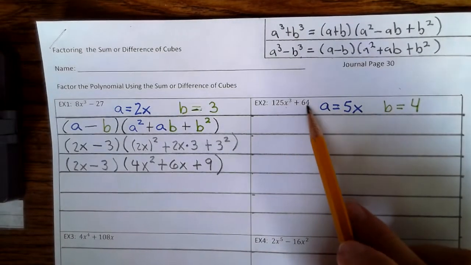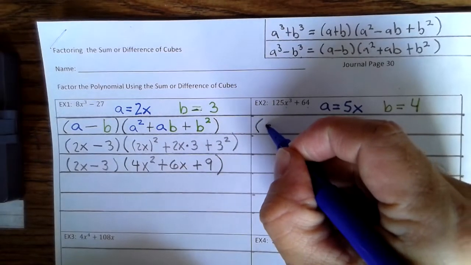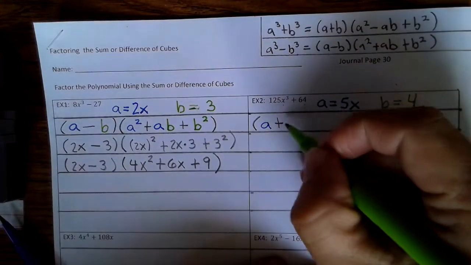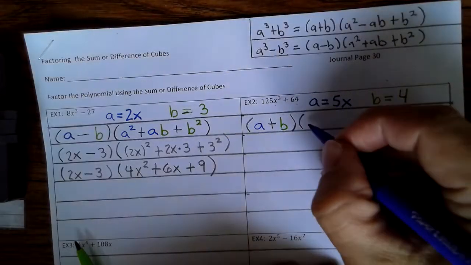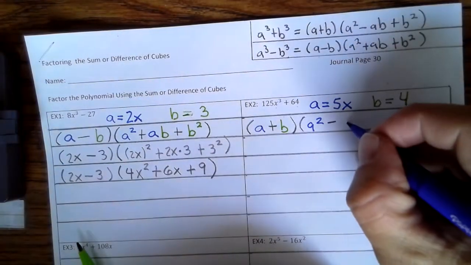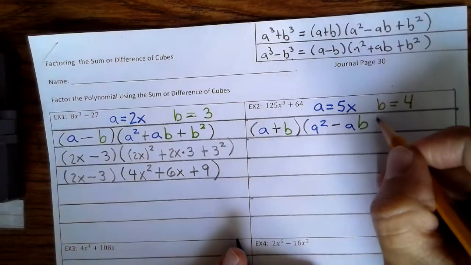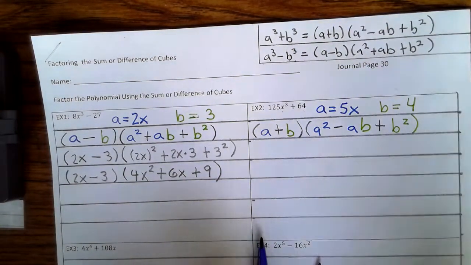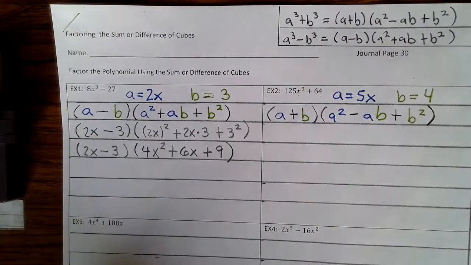Okay. So now we have to figure out which formula. It's a cubed plus b cubed, so we're using this formula. So a plus b times a squared minus ab plus b squared. Okay, so now we just plug the numbers in.